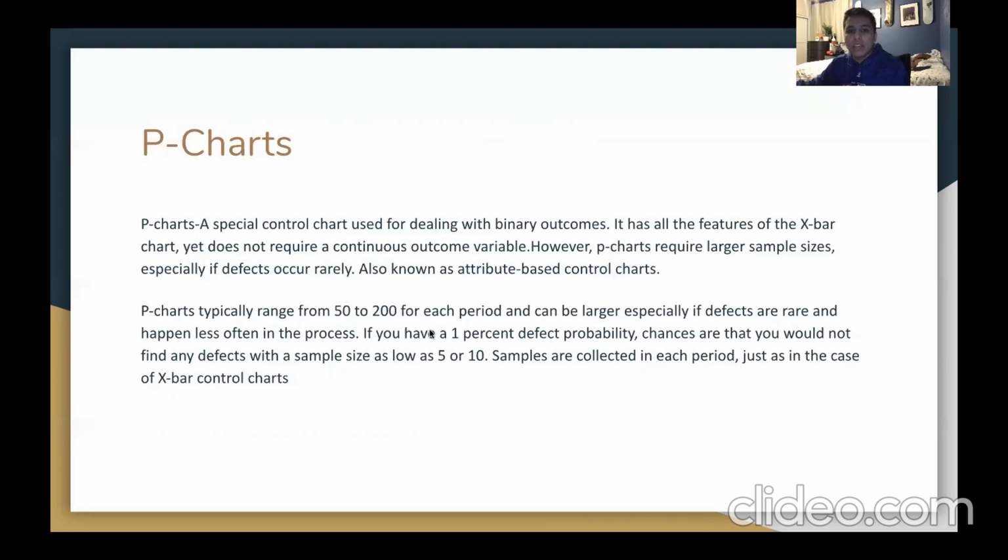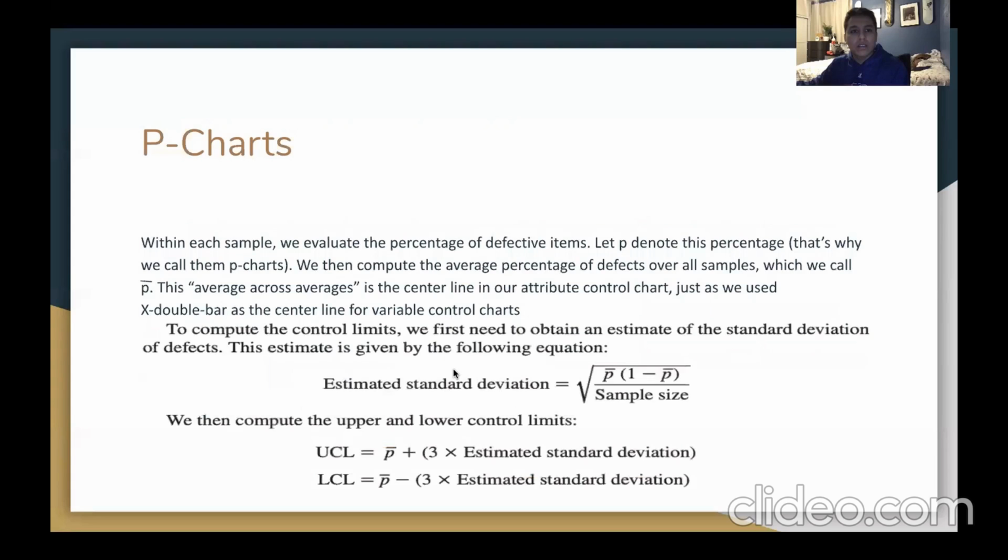For example, right here, if our defect probability is 1%, the chances that we would detect this defect in a sample size of 5 or 10 is very small. So we would need a sample size more like 100 or 200 to effectively measure this. Samples are controlled in each period just as they are in the X-bar charts.